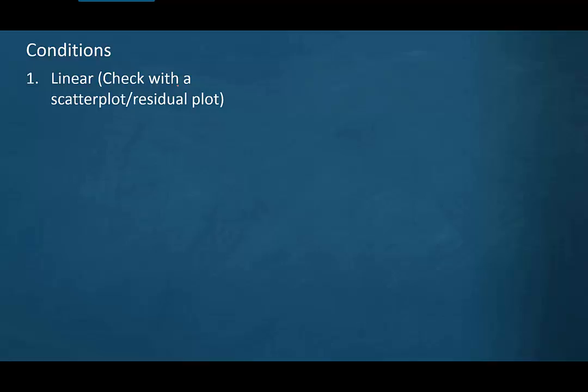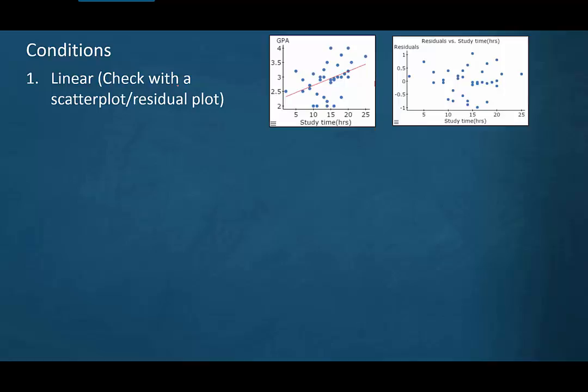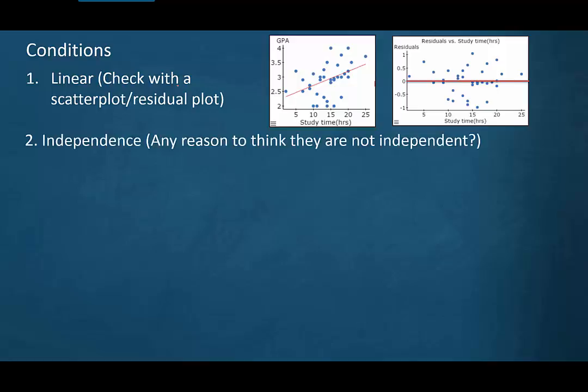So our first condition is that it's relatively linear, and we check this with the scatter plot and residual plot. And we've done this back in Module 1. Here's a scatter plot on the left and the residual plot on the right. And recall that we're looking to see if it's sort of a cloud of points that are above and below that y equals 0 line. Independence. Is there any reason to think that they are not independent?